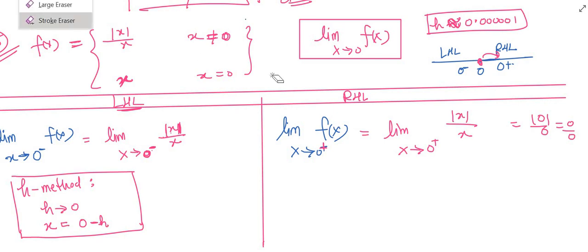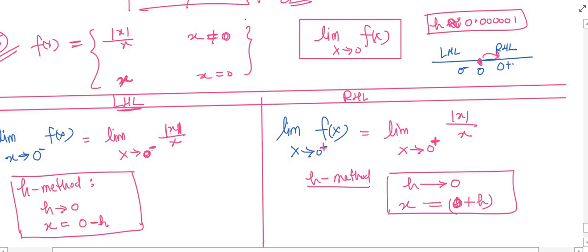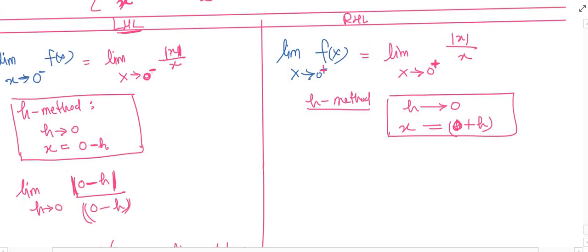Correct? So let's discard it. And we will use the h method. What to do in the h method? The limit changes to h tending to 0, and x is replaced by 0 plus h. Why 0 plus h? Because it is a little bit more than 0. So this is what we will do here for the h method.